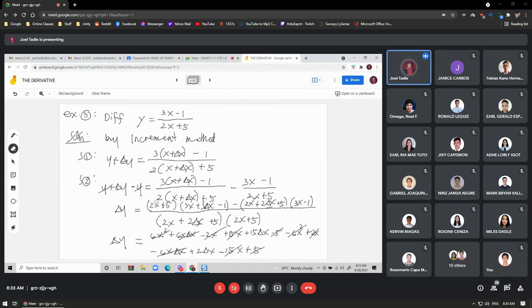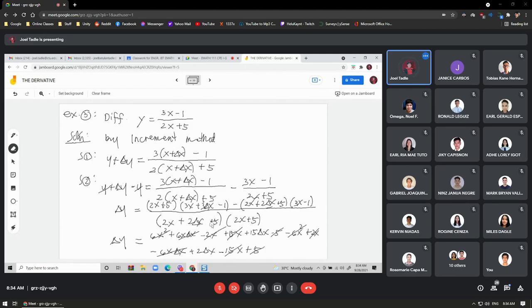Then we get the LCD, the least common denominator. So the least common denominator is the product of the denominators. So it is 2x plus 2 delta x plus 5, times 2x plus 5. That is our LCD.